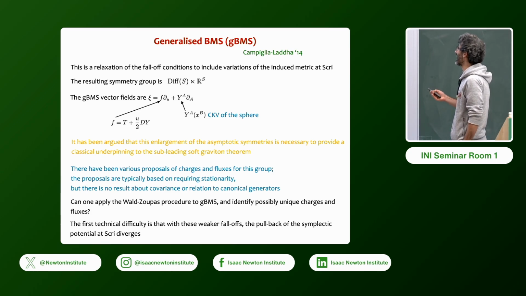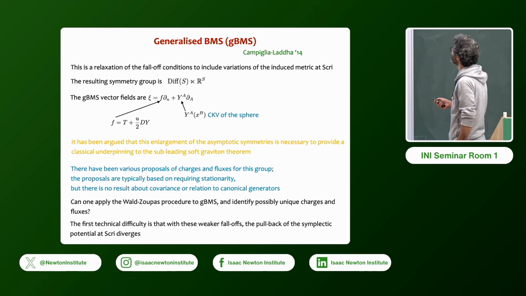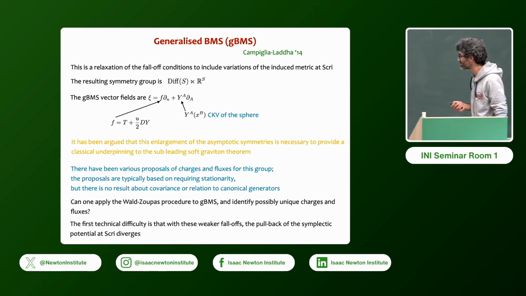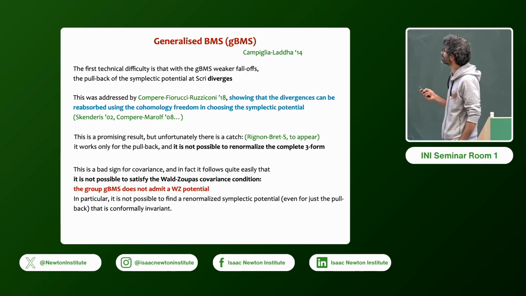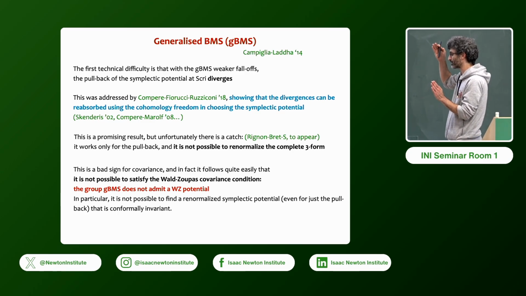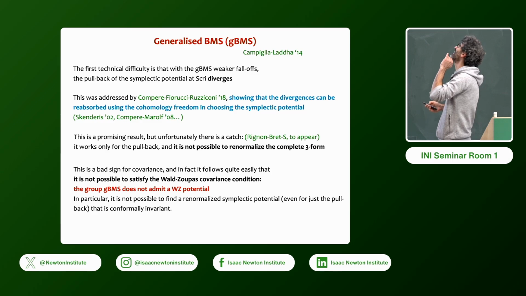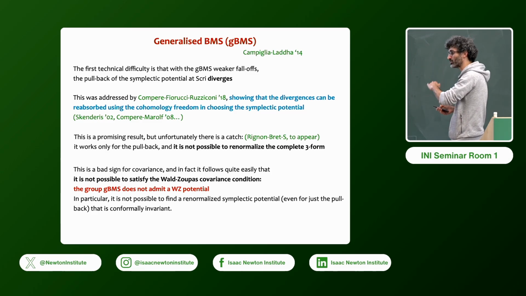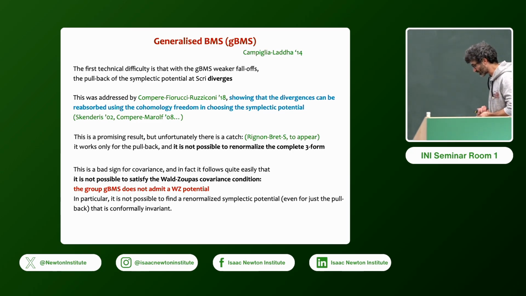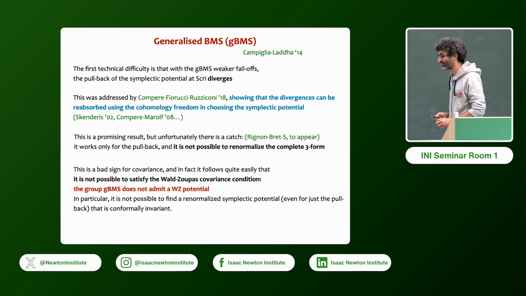whether they were covariant, whether they came from a symplectic potential that is of Wald-Zoupas type, this was not known. And in fact, unfortunately, the answer we found, so even though this group is very interesting, and so we were very motivated to find a positive answer, we found a negative answer, and the reason for that is that when you pull back the symplectic potential at scri, it diverges. So you need to use this cohomology freedom to also get rid of the divergences. And if you only look at the pullback of the symplectic potential, you can do it. But if you look at the full symplectic potential as a 3-form, then you can no longer do it. And so if a 3-form does not exist, only its pullback exists, you can expect that this gives problems with covariance, and this is actually what we found.